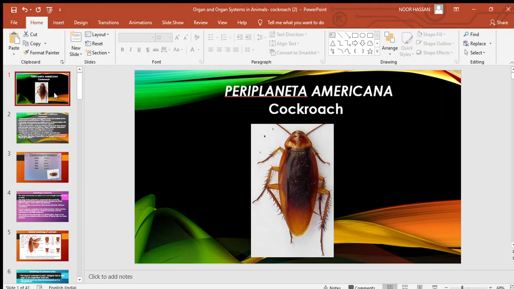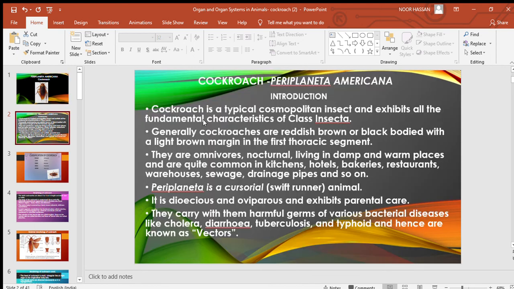We shall discuss the morphology and anatomy of cockroach. The scientific name of cockroach is Periplaneta americana. So we'll discuss the morphology of cockroach, and it's an introduction.